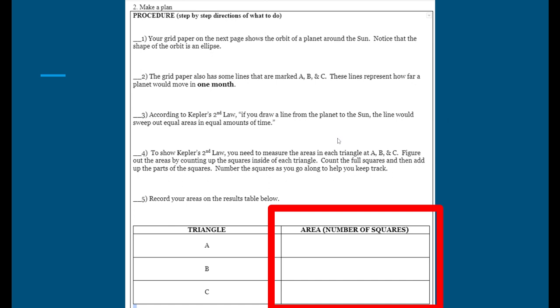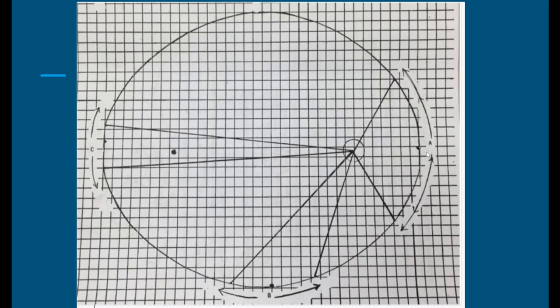when you return home. So we will have this grid paper that's going to show us the elliptical orbits, and it's going to show us the different fragments of time. So we are going to try to prove that the orbit sweeps out the same area in the same amount of time. So what should happen is that this triangle, we're going to count the amount of squares here, should be the same as this triangle and this triangle. The area, or the amount of squares, should be the same.